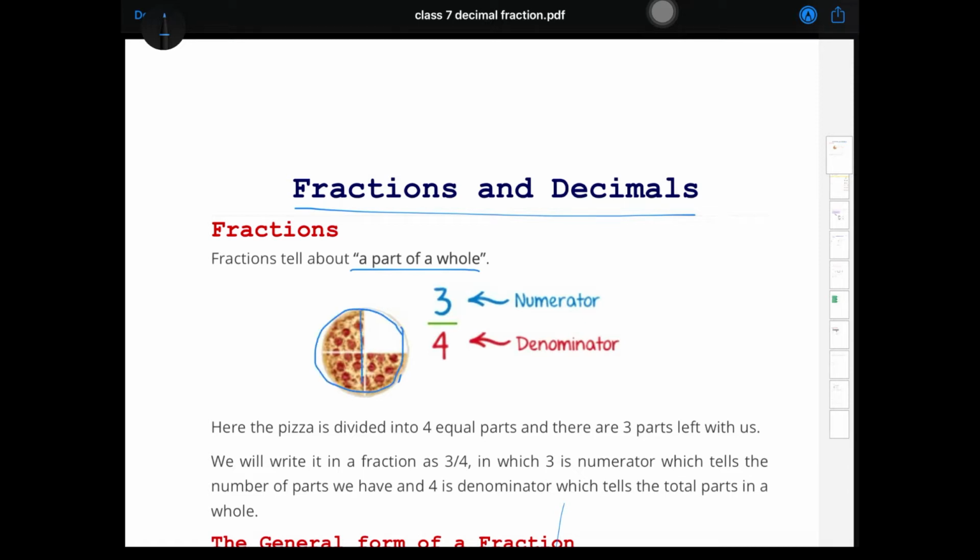Suppose you have a pizza and you have divided the pizza into 4 equal parts. Now you have taken only 3 parts, so this can be written as 3 by 4, where this 3 is the numerator and this 4 is the denominator.